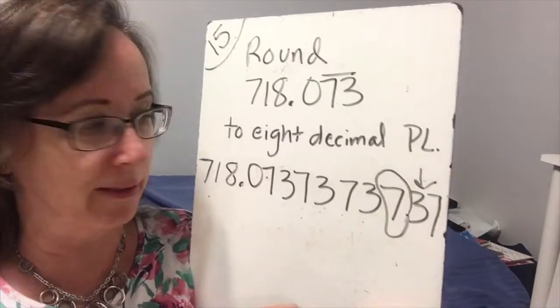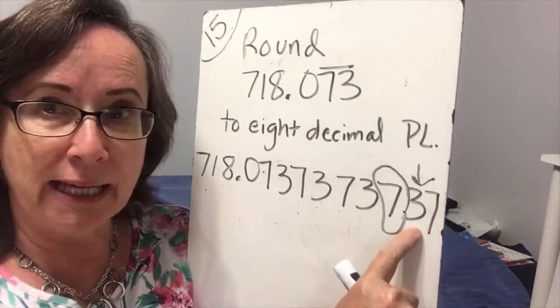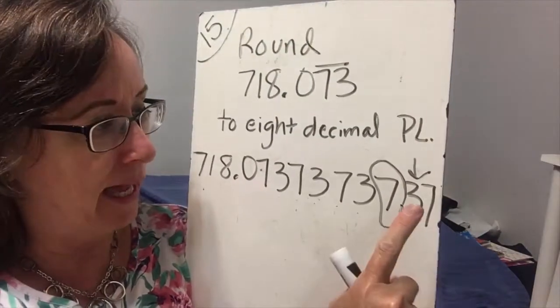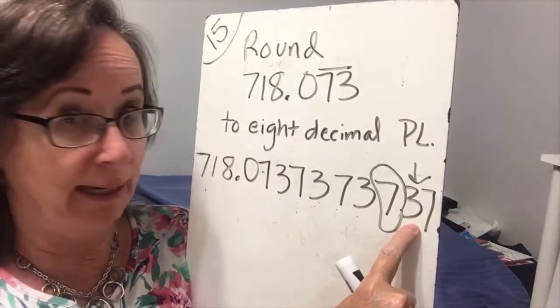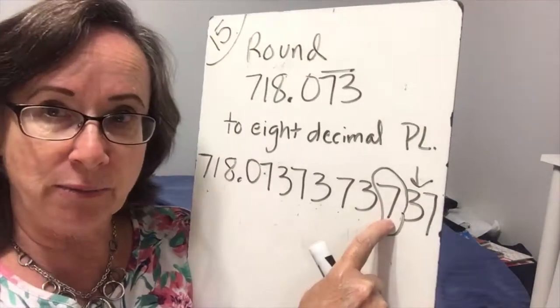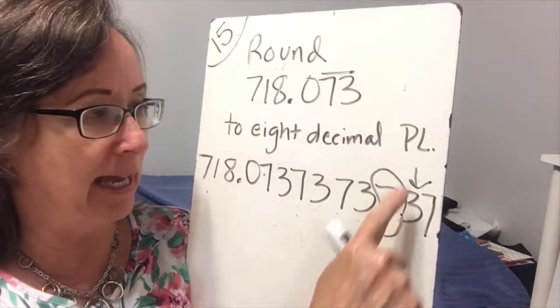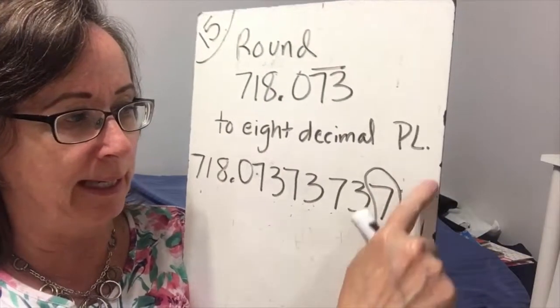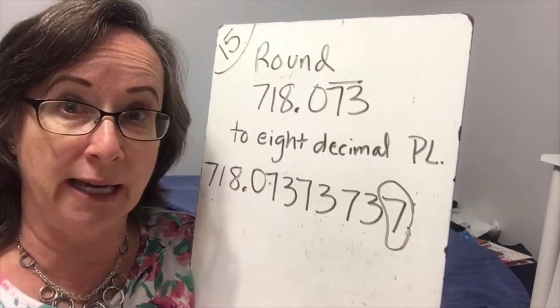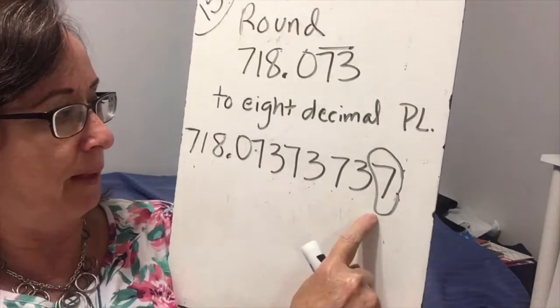We're going to drop everything off anyway. 3 is the important number, right? I'm going to judge on it being less than 5. This one is going to stay the same. Once I realize that 7 stays the same, then I can drop these 2 off. Their job is done. And this would be my answer.